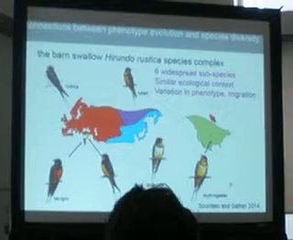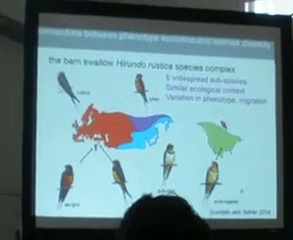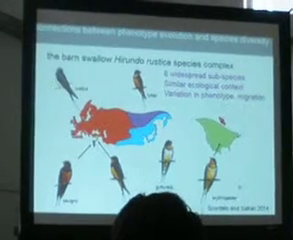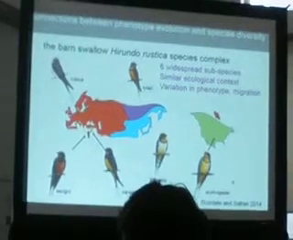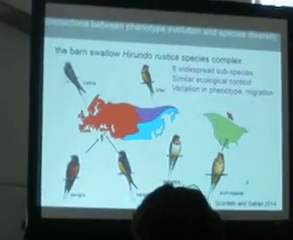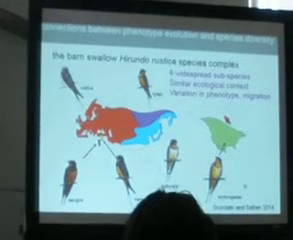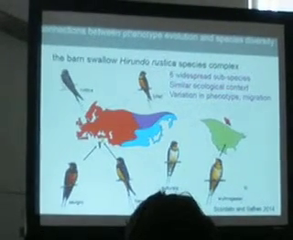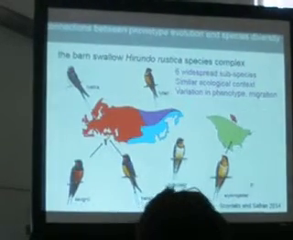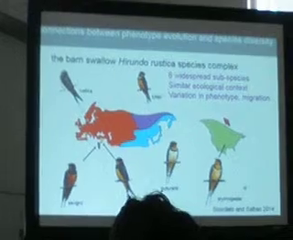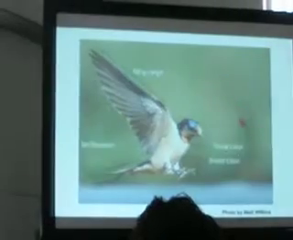A particularly suitable study system for addressing these questions between phenotype evolution and diversification is the barn swallow species complex. This is comprised of 6 widespread subspecies shown here in this distribution map. All of these subspecies inhabit a fairly similar ecological context across the northern hemisphere, but there's interesting variation with respect to morphological variation as well as behavioral variation in terms of migratory behavior.